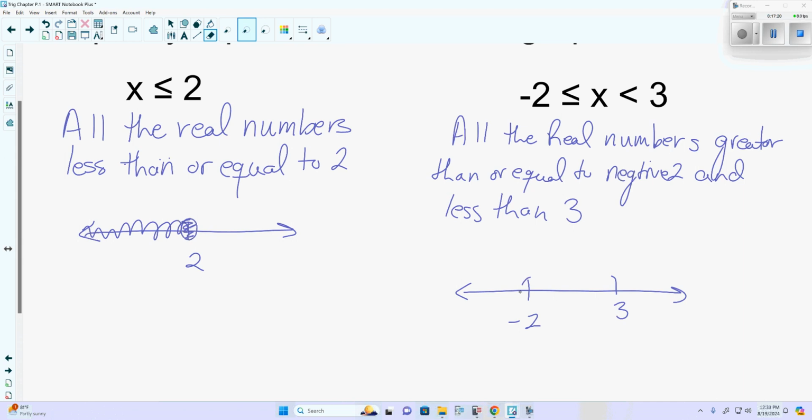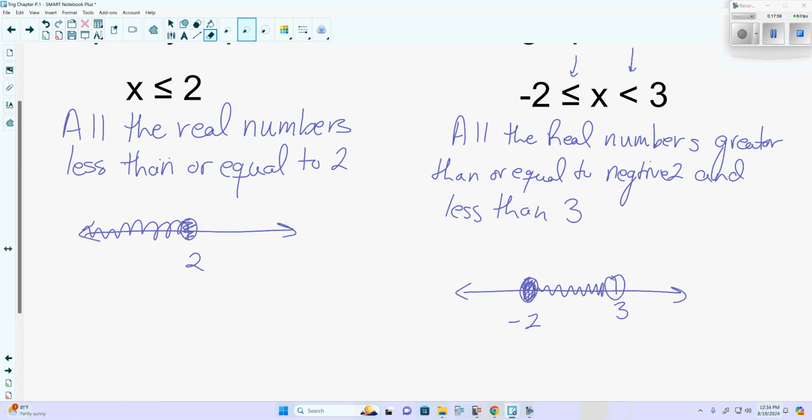Now at negative 2, would it be open or closed? Since it is equal to, it would be closed. 3 would indeed be open, because there is no equal to. At negative 2, we do have equal to, so it is closed. At 3, we do not, so it is open. And then we shade in the middle. Questions on any of this here?